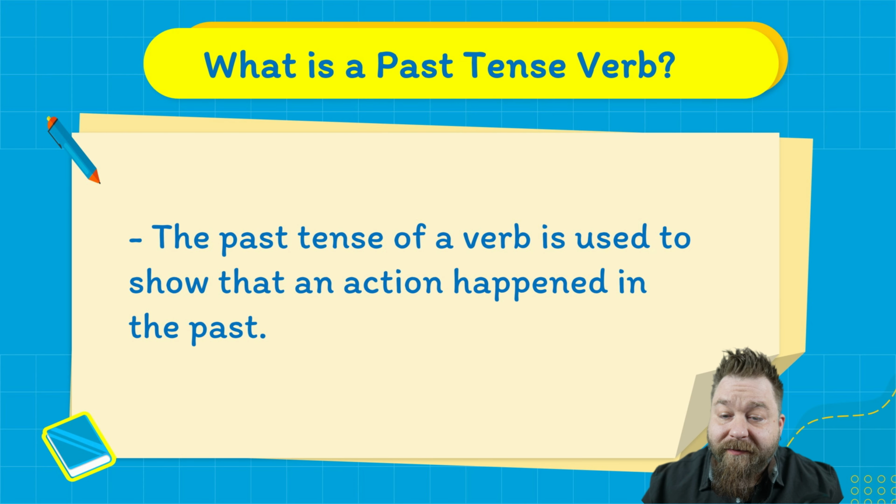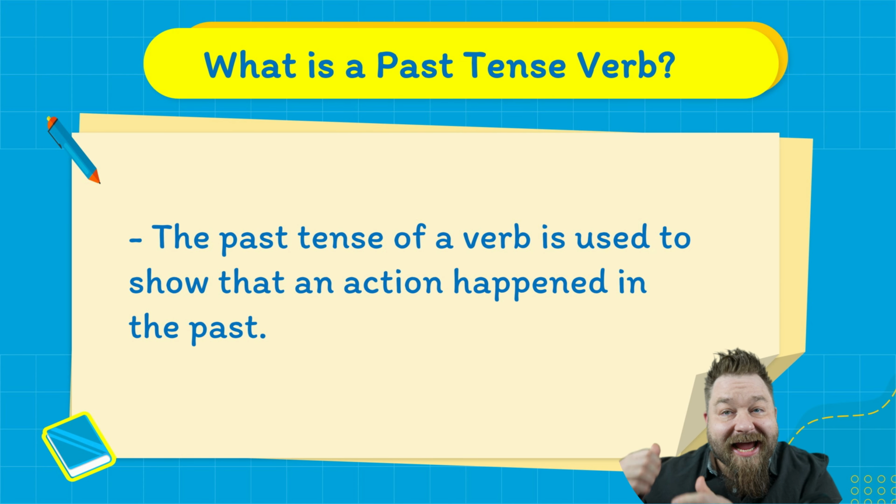So I know your first question is, Chris, what is a past tense verb? Well, I'll tell you. The past tense verb is used to show actions that happened. They're finished, right? They're already done, okay? I dropped my cap, right? It's finished. It happened. That's what a past tense verb is. Let's take a look at some examples here.